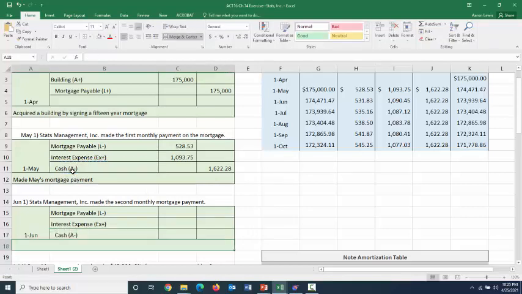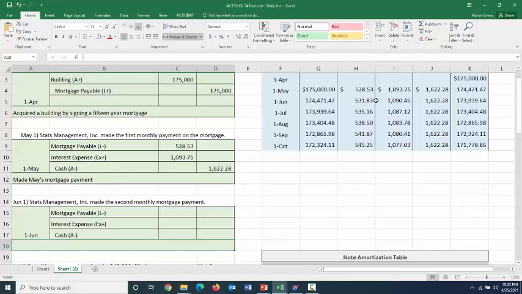So the setup never changes for a mortgage payment. It's always a debit to mortgage payable, always a debit to interest expense, and always a credit to cash. What changes is the actual amounts that go towards principal, mortgage payable, and interest.